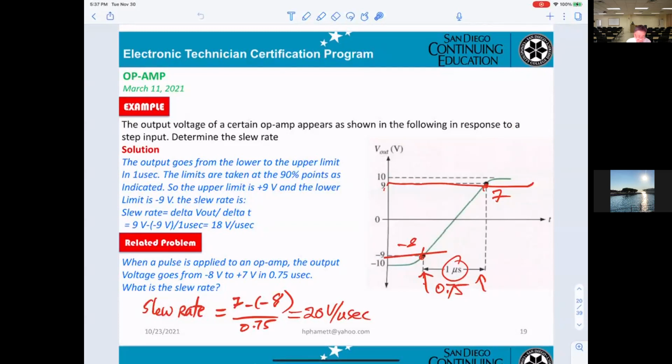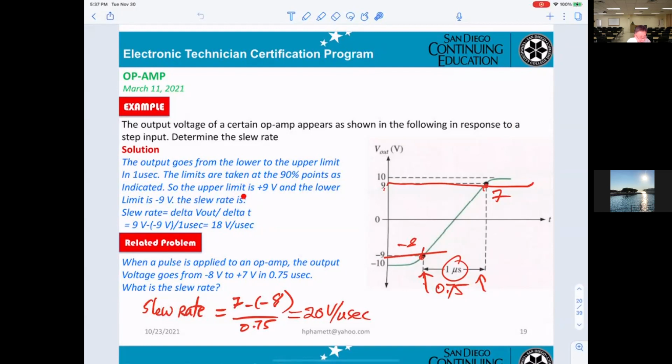Okay, 90% you get 9 volt and minus 9 volt. So from minus 9 volt up to plus 9 volt, that is the time. Okay, what they given is 1 microsecond. And if they want to calculate the slew rate, let's see, they say right here, the limits are taken at the 90% point as indicated. So the upper limit is plus 9 volt and the lower limit is minus 9 volt.